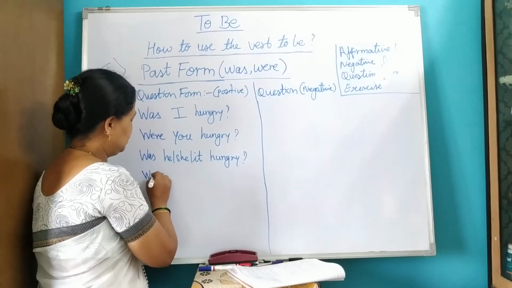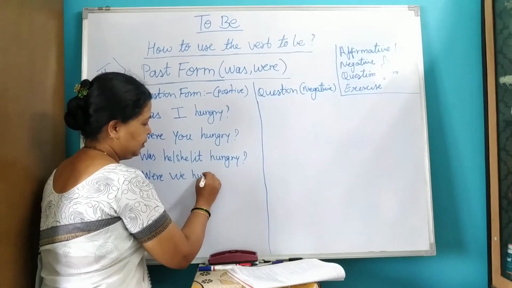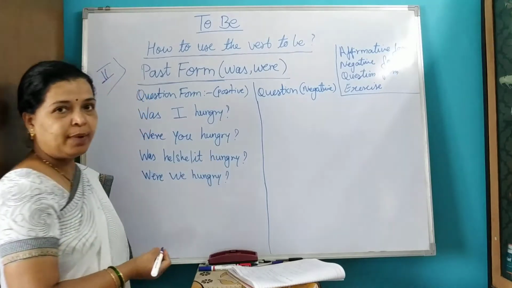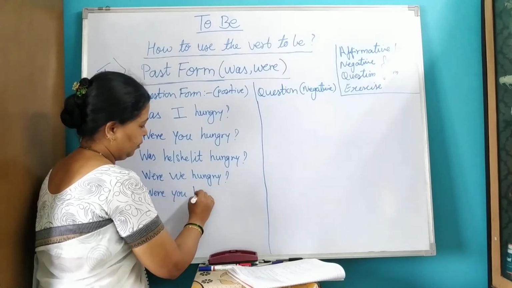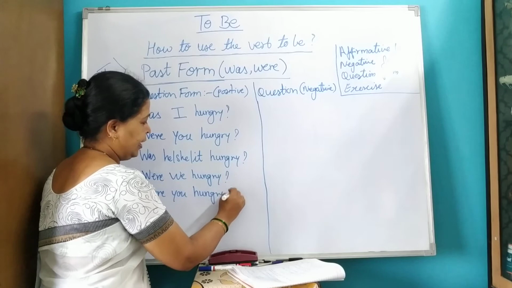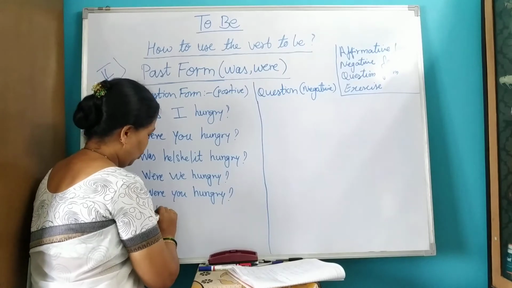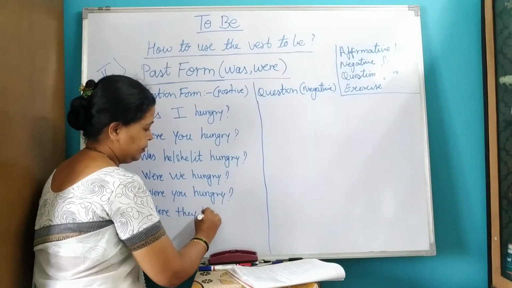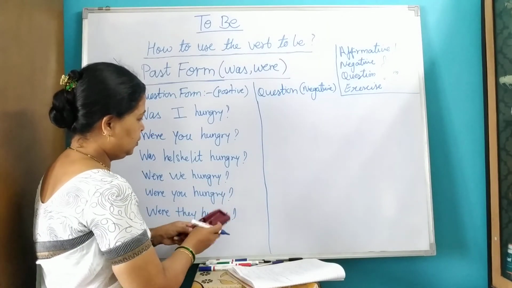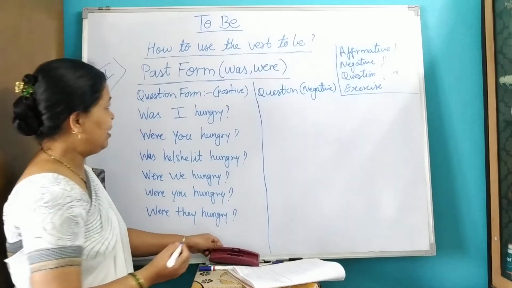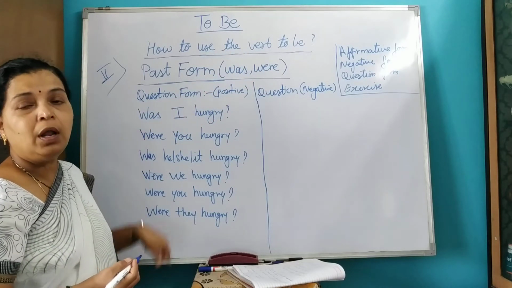Okay. Then plural of I, we. So with we use were. Were we hungry? Question mark. Then were you hungry? Plural of you. And last, plural of third person, they. So were. Were they hungry? Question mark. Okay. So we have used was, were to form questions. So it is called question forms.